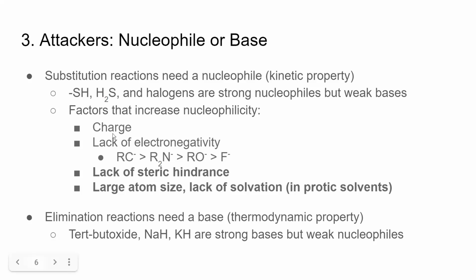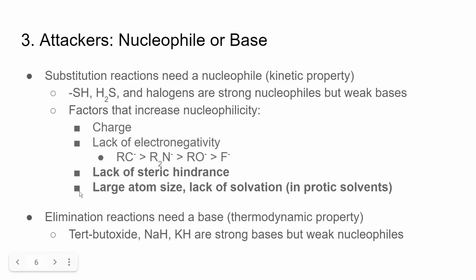So some main things like a charge. A nucleophile, if you remember, is going to donate electrons. If it is more electron dense, so it has a negative charge, it's going to be easier for it to donate those electrons. Also, lack of electronegativity can be a bit counterintuitive for some people, but just remember, if it's going to hold on to those electrons very tightly, it's not going to donate them as easily. So less electronegative atoms are going to be better nucleophiles.